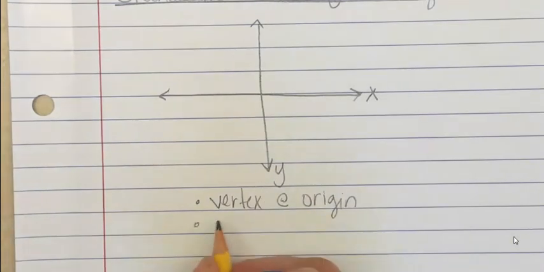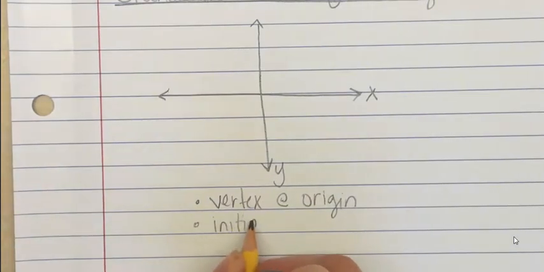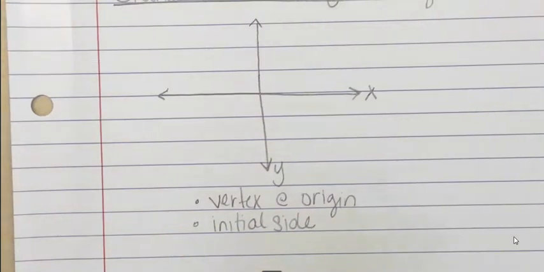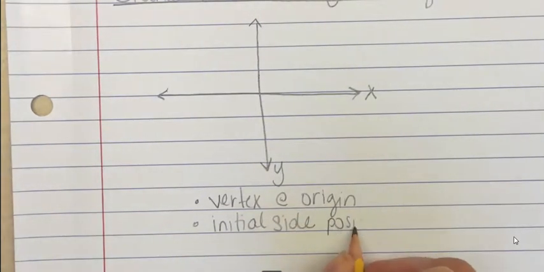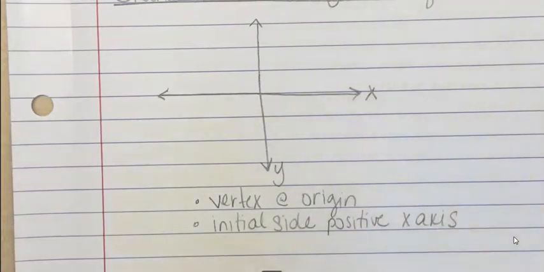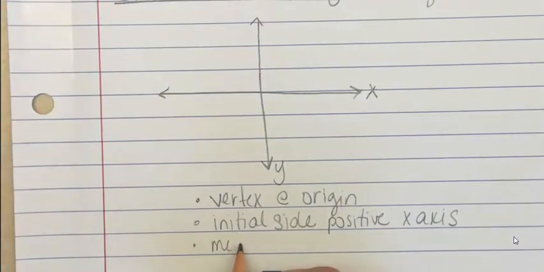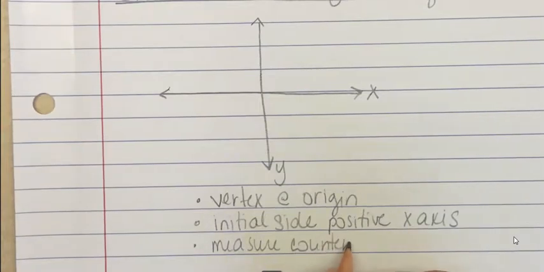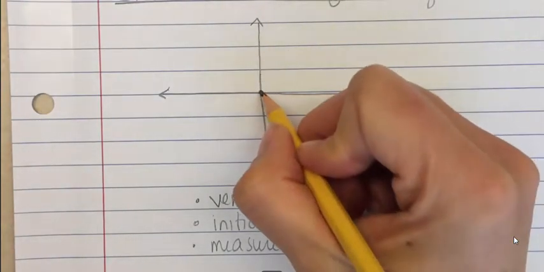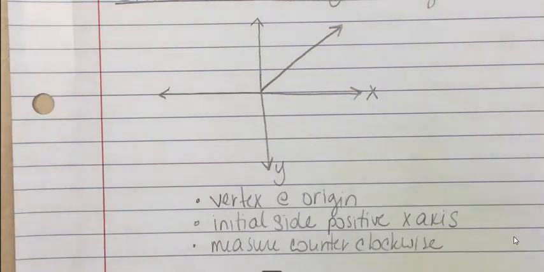The initial side is going to be on the positive horizontal or positive x-axis. And then we always measure counterclockwise. So for example, let's use this as my angle.